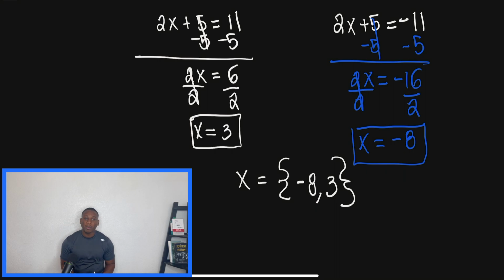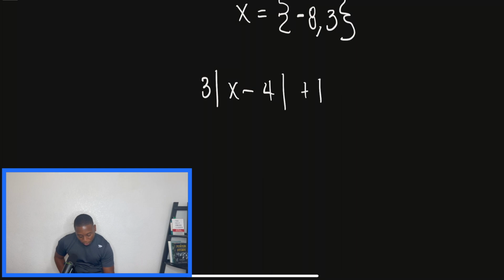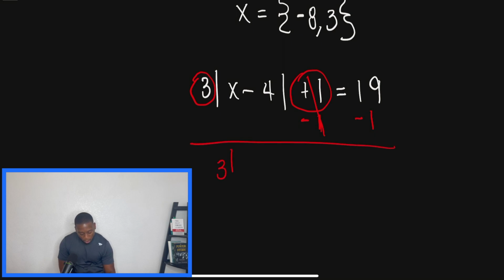In my second problem, we're going to kick it up a notch and see the difference with this problem. The difference is we're going to have to get the absolute value by itself. And this is what I mean. If you look, we have 3 and positive 1. So we know that the absolute value is not by itself on that side. So what we need to do first is get it by itself. So I'm going to subtract 1 from both sides. And once we do that, this is what we'll have left. It's now equal to 18.